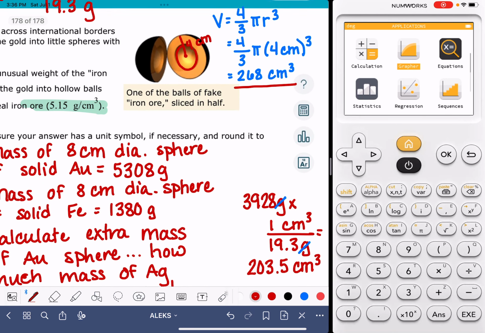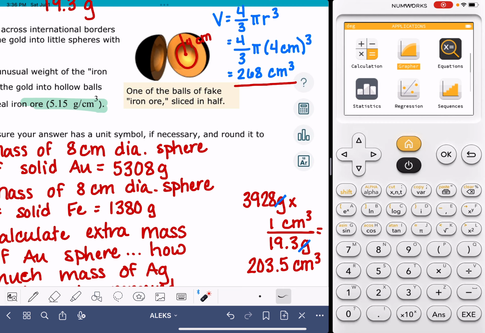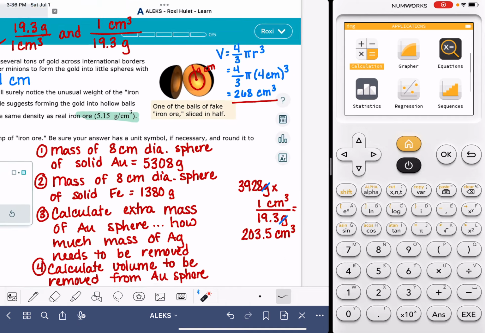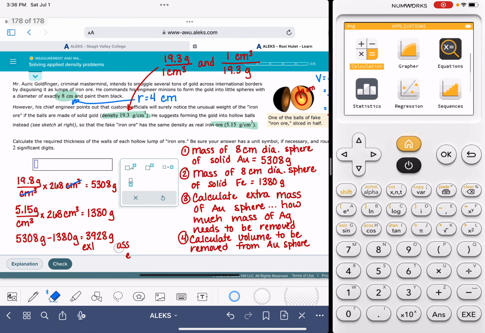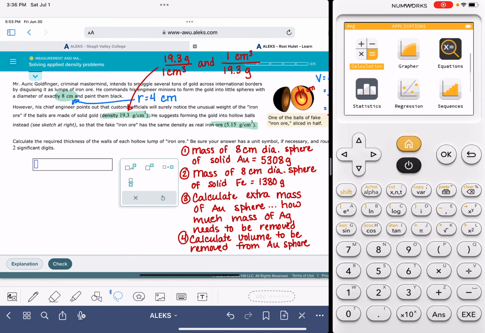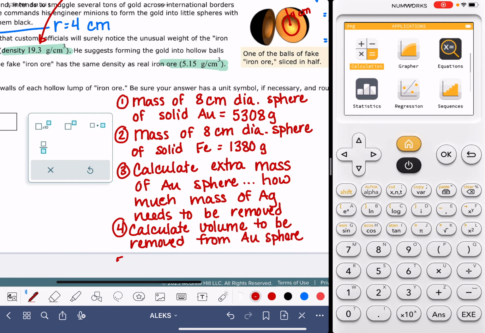To get the radius, I'm going to go back to the volume equation. I just calculated the volume that I need to remove, so I have the ability to calculate the radius of this hollow spot. I'm starting to run out of room here, so I'm just going to erase this stuff over here. So, calculate the volume to be removed. Once we know the volume, we are going to calculate the radius of the volume that we're removing.